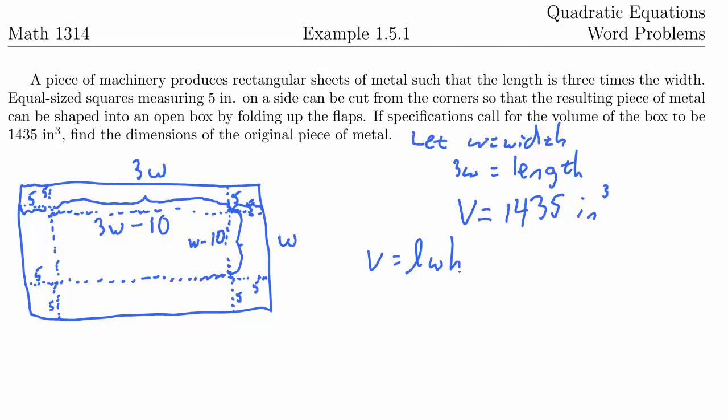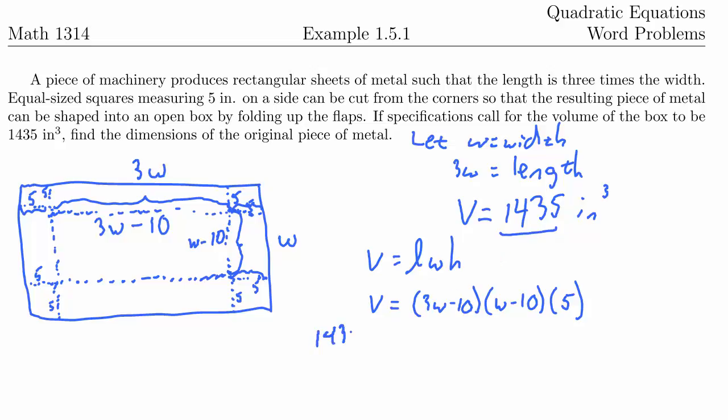The question is, what's the height? The height is actually going to be this 5. That's how tall this box is going to be. So H is actually just 5. So the volume is the length, which is 3W minus 10, times the width, which is w minus 10, times the height, which is 5. And that's all equal to 1435 cubic inches.